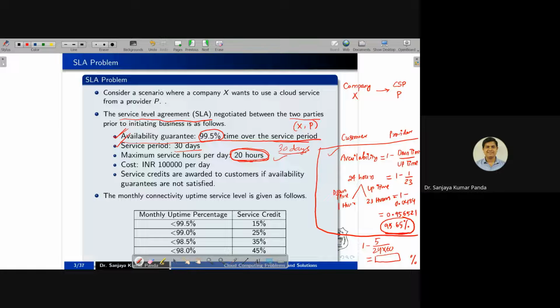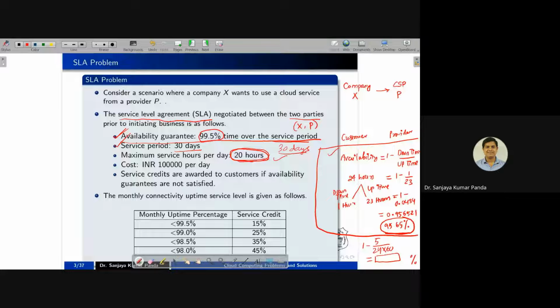If it is written 24 hours and service is provided for 20 hours, then 4 hours is downtime. But here the question itself says that the maximum service we can provide per day is 20 hours. So uptime plus downtime, if you sum per day, it should be 20 hours, not 24 hours. So please try to understand, it is not 24 hours.